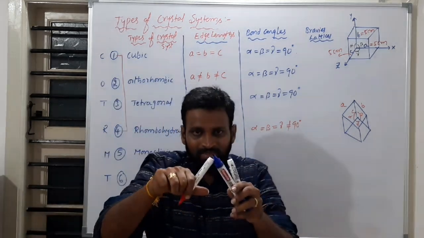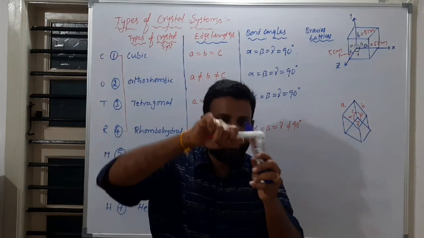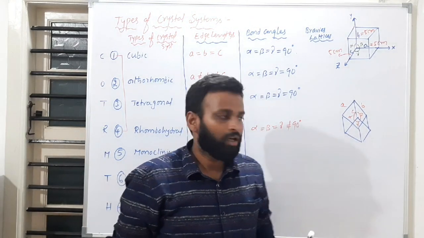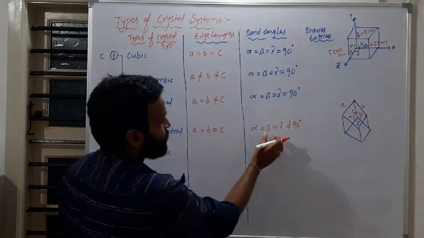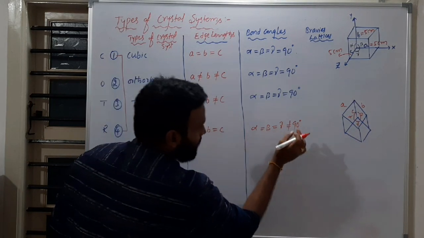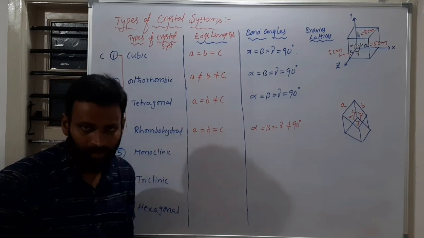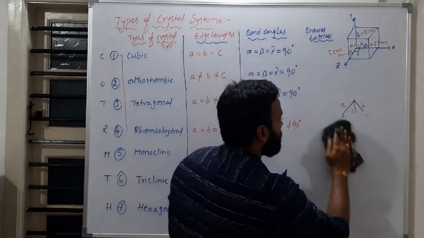Because they are like this in a cube. So if it is 90 degrees, it is like this, and two are like this. Okay, one more is like this. So alpha is equal to beta is equal to gamma, but not equal to 90 degrees. That is rhombohedral. Okay, so I was given this rhombohedral.